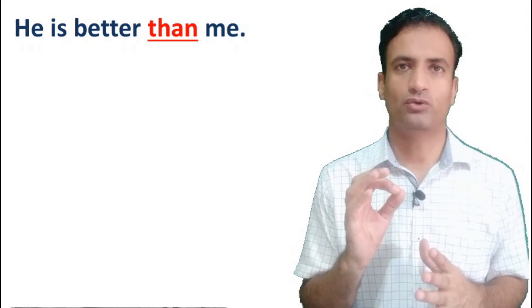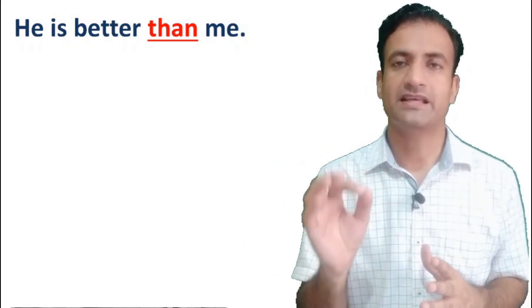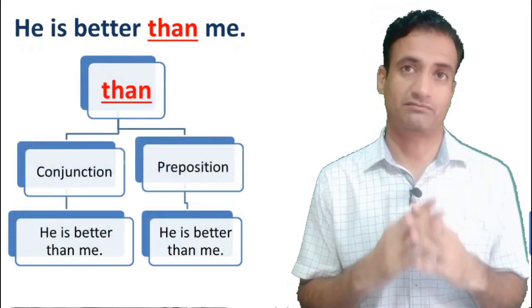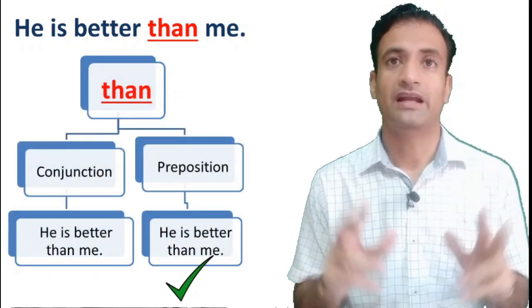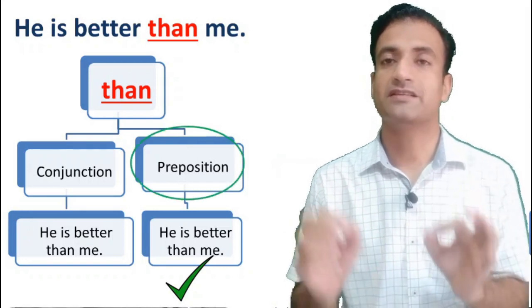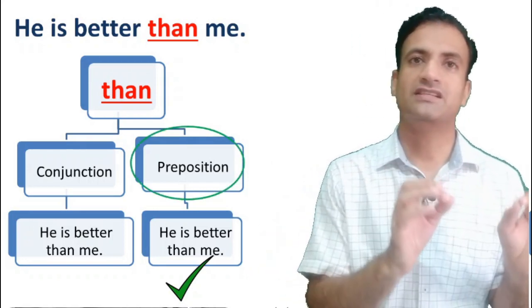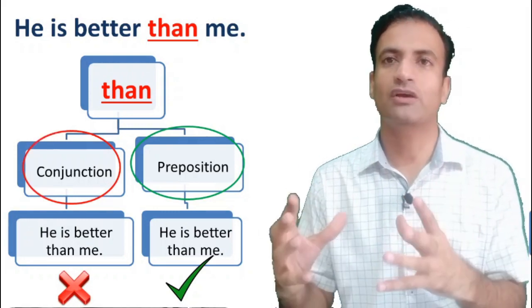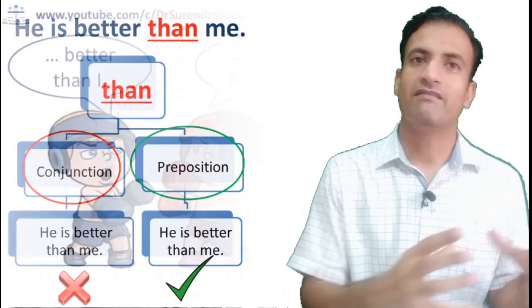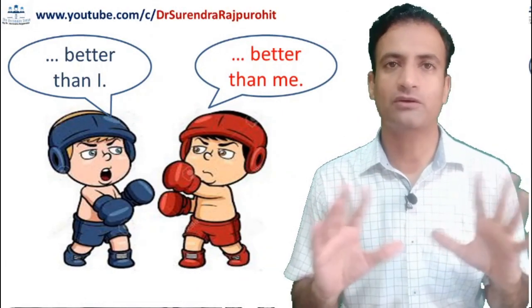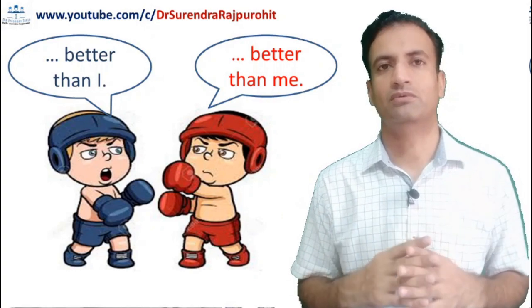Some grammarians argue that the sentence "he is better than me" can also be considered as correct if "than" is treated as a preposition and not as a conjunction. In fact, grammarians have been struggling over "better than I" versus "better than me" for hundreds of years, and they are not likely to settle the issue anytime soon.